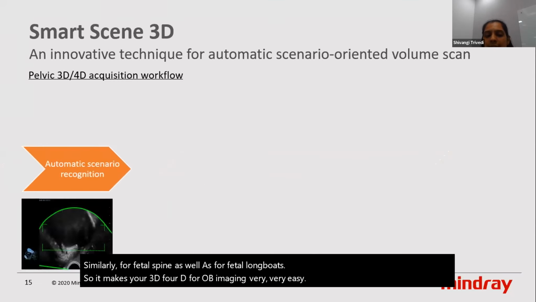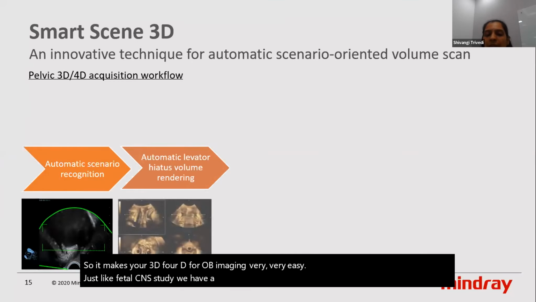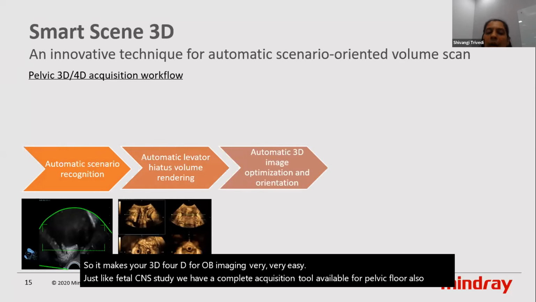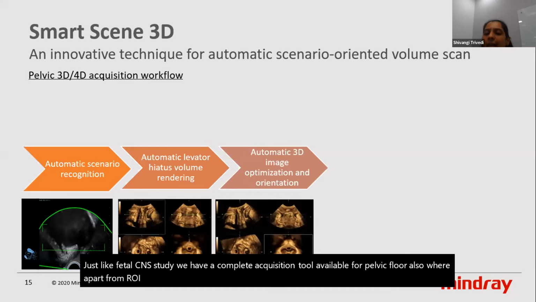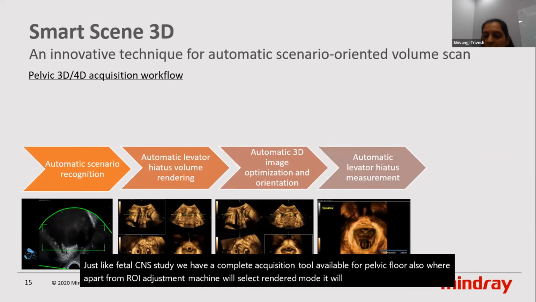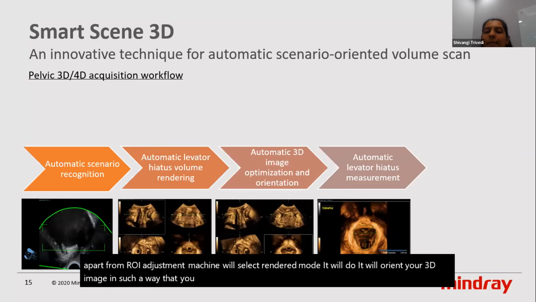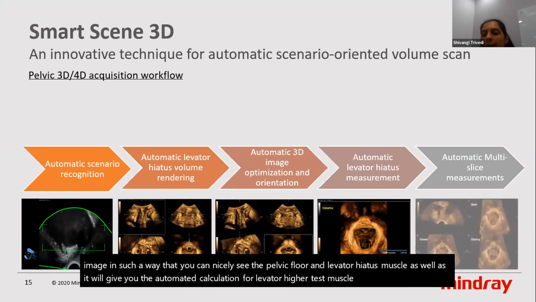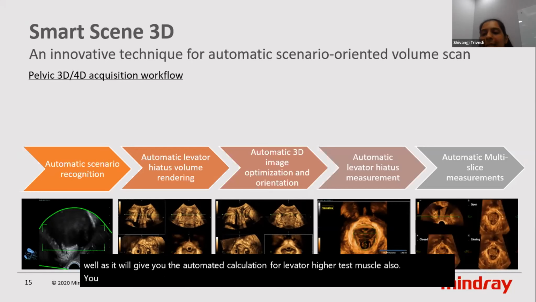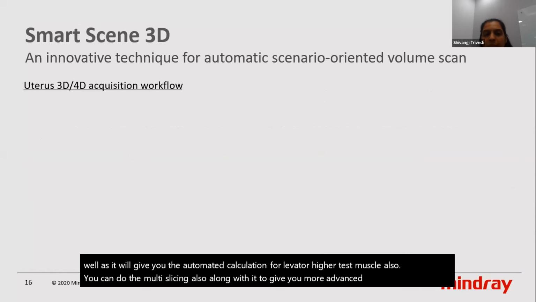Just like the fetal CNS study, we have a complete acquisition tool available for pelvic floor also, where apart from ROI adjustment, the machine will select the rendered mode. It will orient your 3D image in such a way that you can nicely see the pelvic floor and levator hiatus muscle, as well as give you the automated calculation for the levator hiatus muscle also. And you can do the multi-slicing along with it to give you a more advanced study.